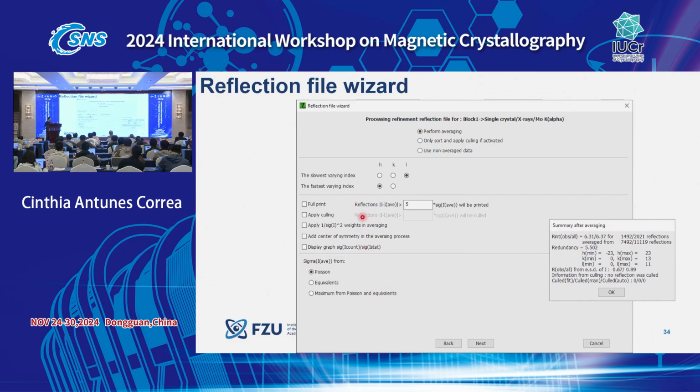Okay, so then you import your data. You can either average the intensities, or for time of flight, you can use non-averaged data. Then it shows you here the internal R value for this space group. Based on these results, if you are satisfied with it, you continue; otherwise you can go back and run the space group test again.